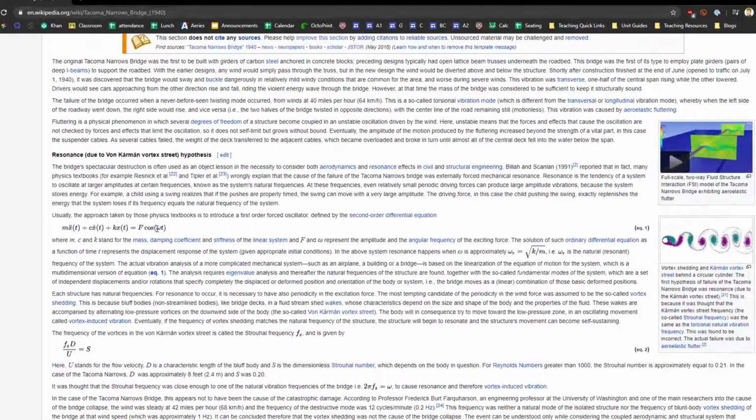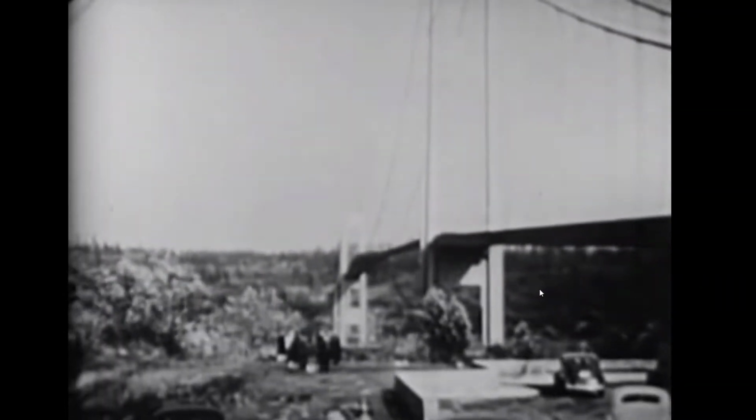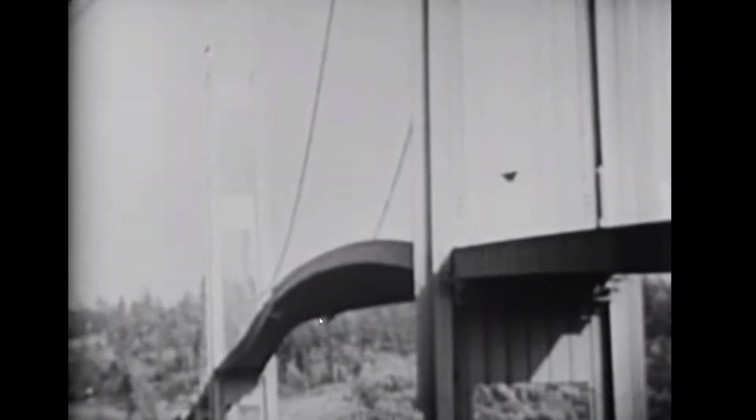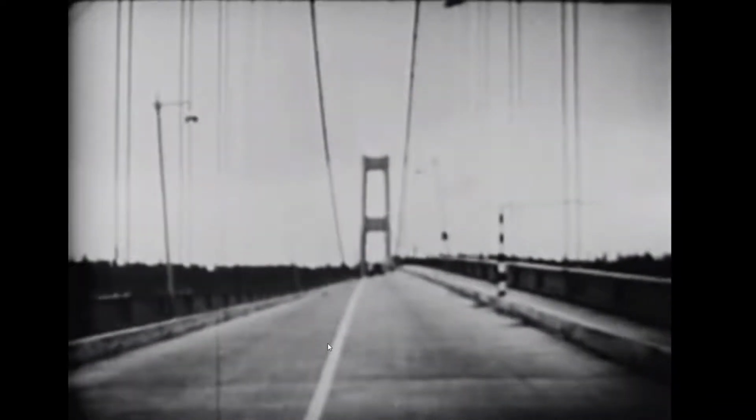I skipped over the video. Where is it? There it is. Disaster. Oh man, what a great video. If I full screen this, it's super pixelated, but there it is. So the wind is going, I don't remember which direction, but obviously it's going from left to right from our perspective, and it's vibrating this bridge more and more and more.